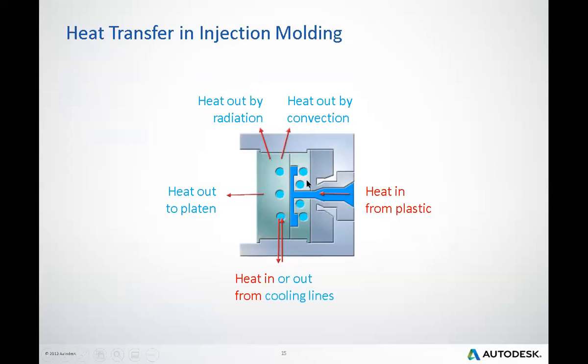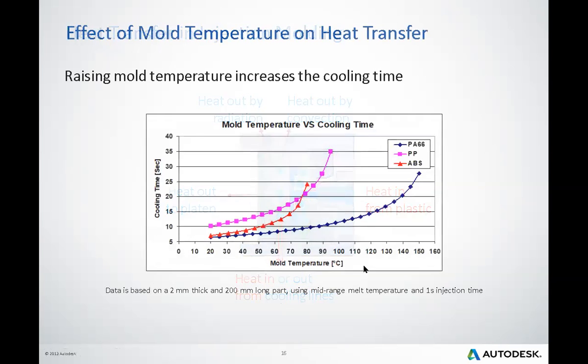This picture shows the heat coming in from the plastic when it is injected into the mold. You can see the heat going out by convection and by radiation, and that is not enough. So we have to force a coolant into the mold, such as water, so that heat is carried out through the cooling line.